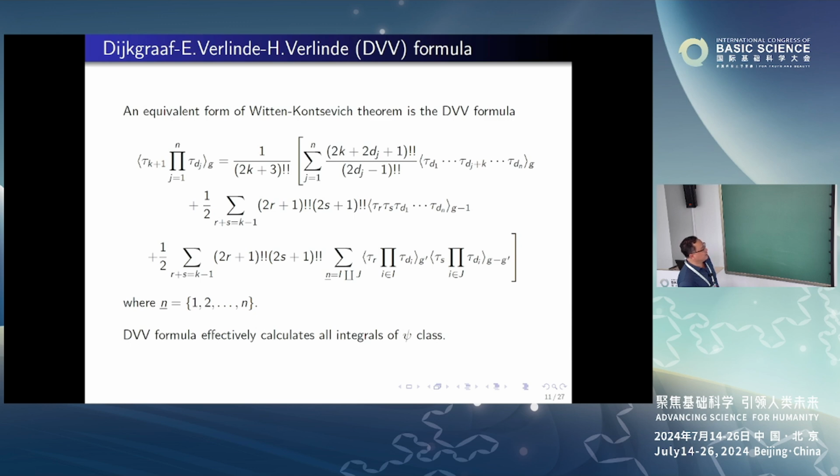That corresponds to the three components of the boundary. So actually, this recursion is built on the geometry of the compactification of the moduli space of curves, or equivalently, how the Riemann surface degenerates in three different ways. It's naturally encoded there. So with this DVV formula, you can, in principle, effectively calculate all the integrals of the psi classes.